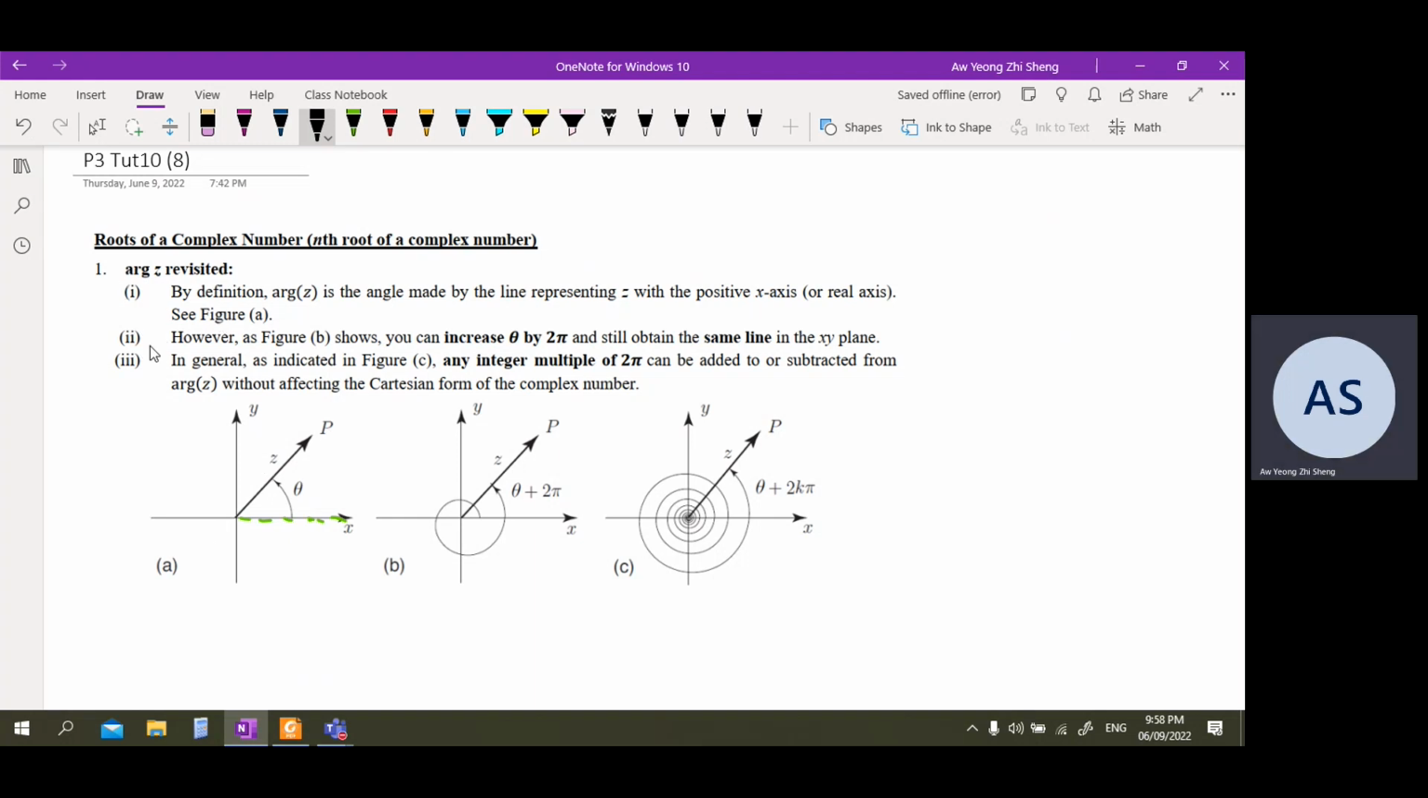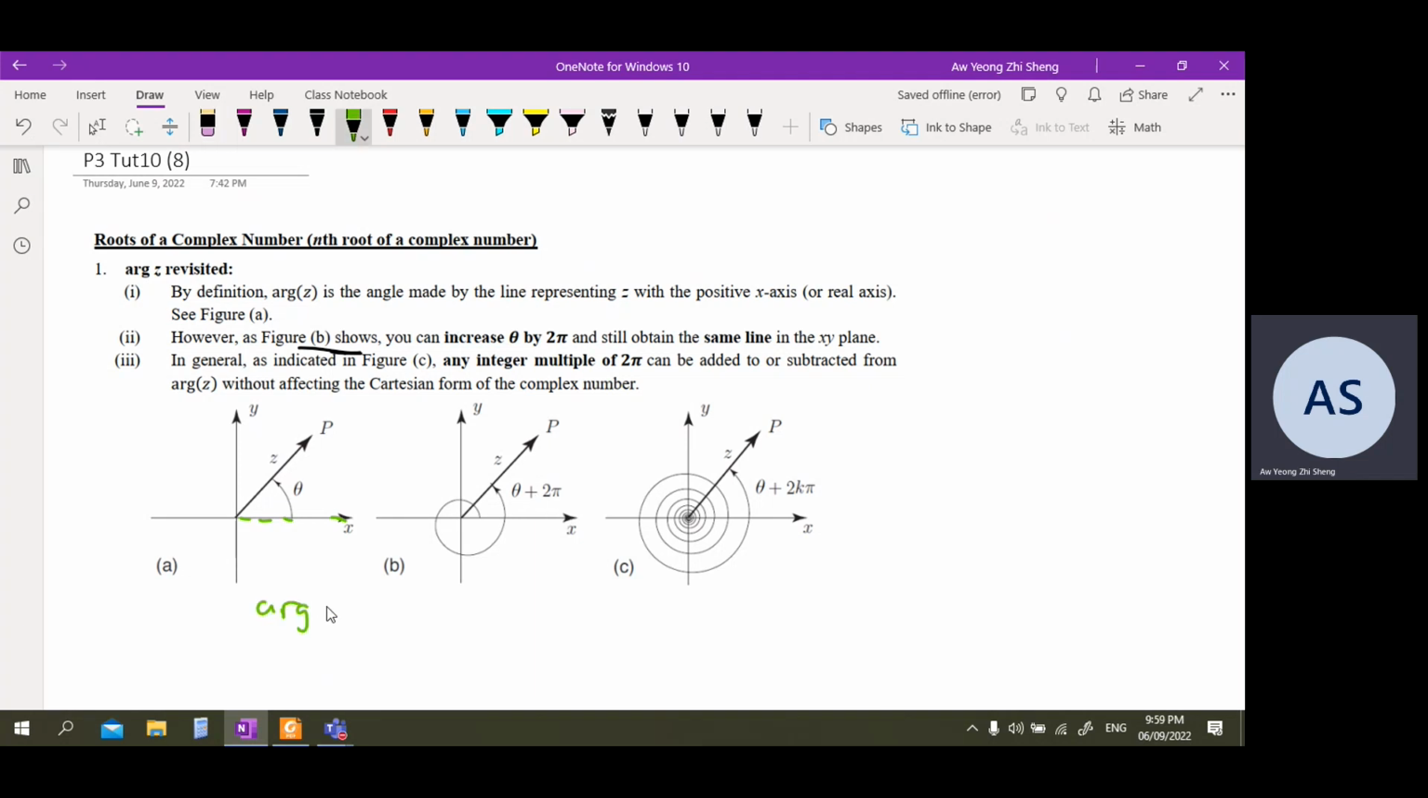Point number 1 Roman 2 says, however, as figure B shows, you can increase theta by 2 pi and still obtain the same line in the xy plane. That means there is more than one way to obtain the same direction. The slanted arrow is a vector representation of the complex number z, and if we rotate by one more cycle, we can still end up with the same direction. So we can also write argument of z as theta plus 2 pi.